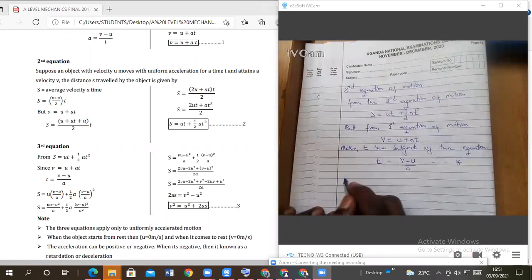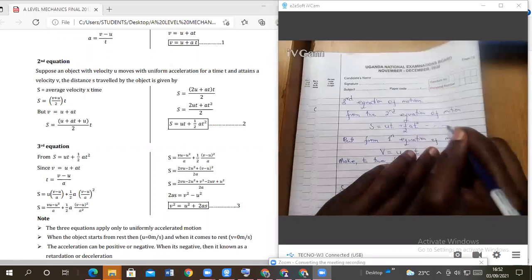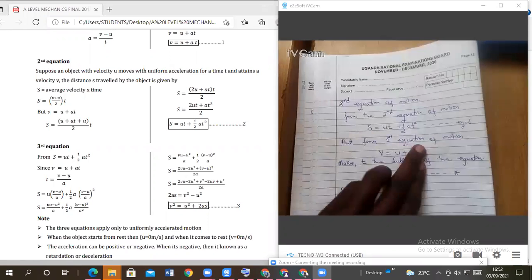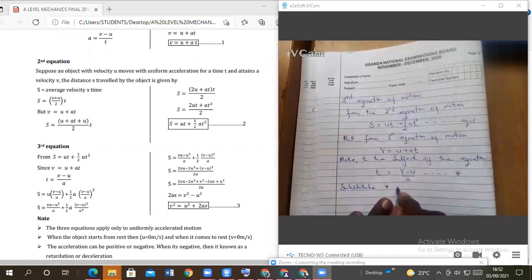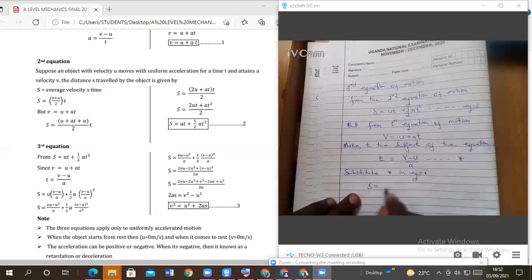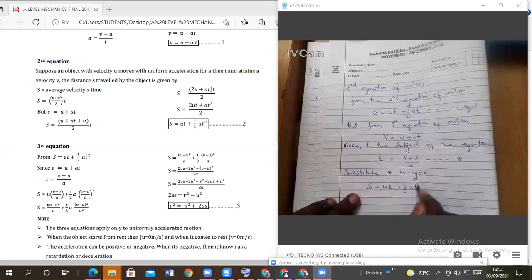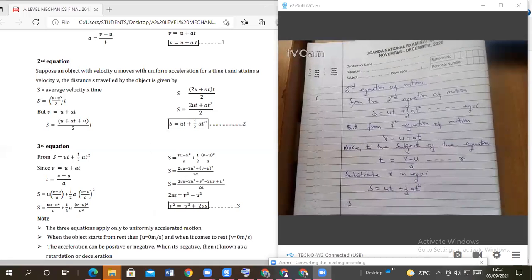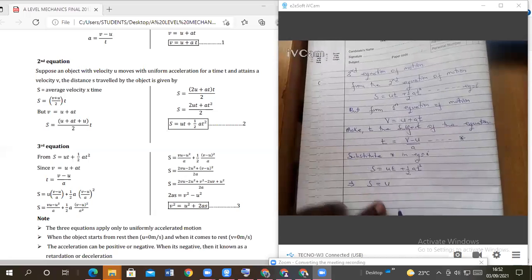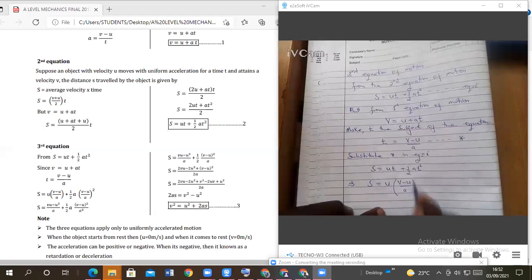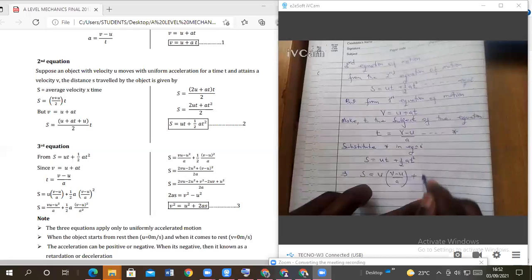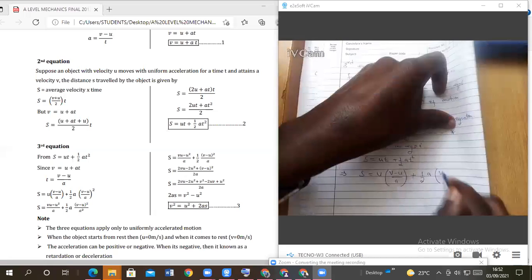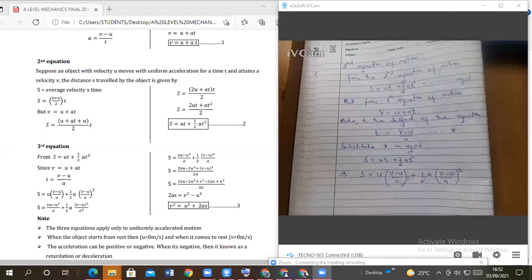Now let's call this equation one. It's not the equation of motion, but we are just calling it equation one. Substitute star in equation one, where equation one is S equals UT plus a half AT squared. Where there's time, we substitute V minus U over A. So I will have S equals U into V minus U out of A, plus a half A into V minus U out of A, but squared. Members, are you following that?